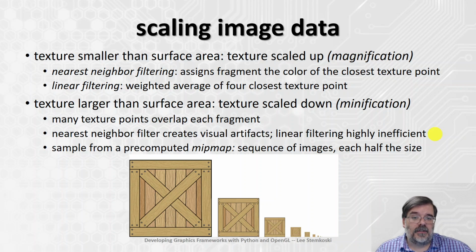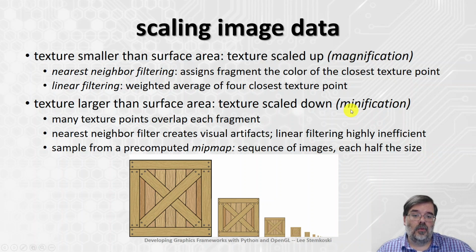So a technique which is often used for minification is called MIP mapping. And the idea is this. When you upload a texture to the GPU, such as this crate texture shown right here, you can ask the GPU to calculate a MIP map. A MIP map is a sequence of images, and in each image in the sequence, the width and the height are half the size of the previous image. So starting with our original image, maybe this is 128 by 128 pixels, then 64 by 64, 32 by 32, all the way down to a single pixel.